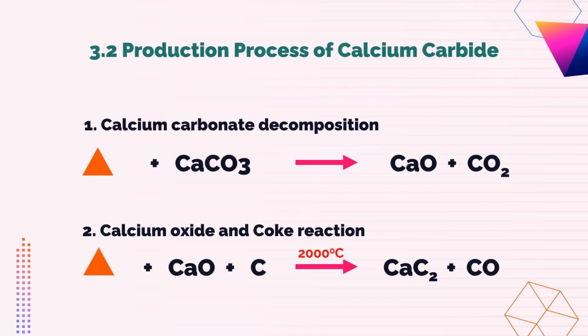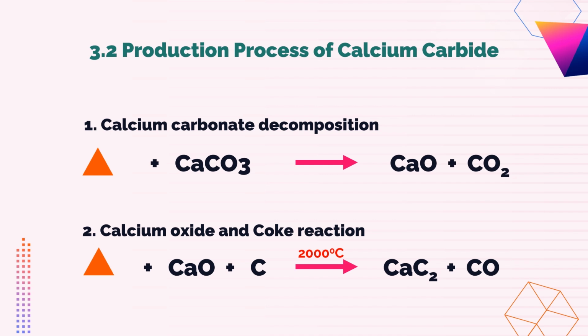First, we heat calcium carbonate, commonly known as limestone, to a high temperature to get calcium oxide. Calcium carbonate breaks down into calcium oxide and carbon dioxide gas at temperatures above 825 Celsius. This calcium oxide is then used in the next step.